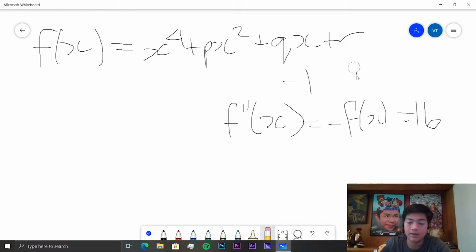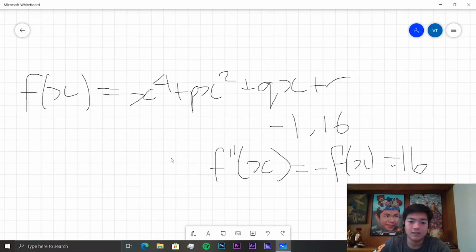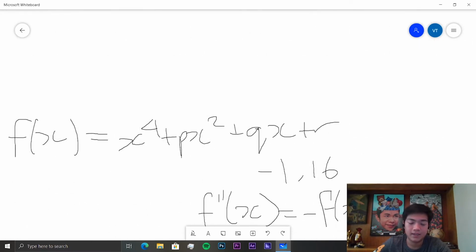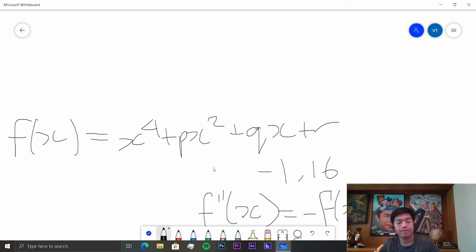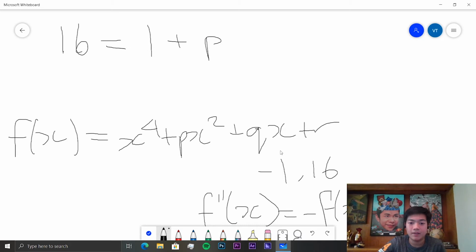So what do we know from that? Let's gather all the facts first. It's going to be a set of 3 linear equations. So first let's substitute: 16 is equal to x to the 4, so that's 1 plus p minus q plus r. So we have one of the equations.